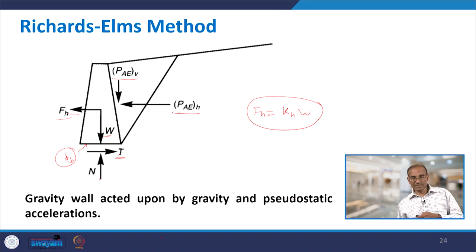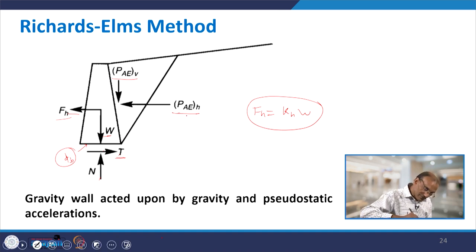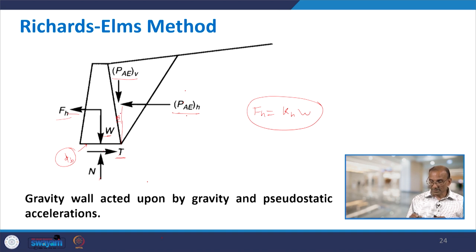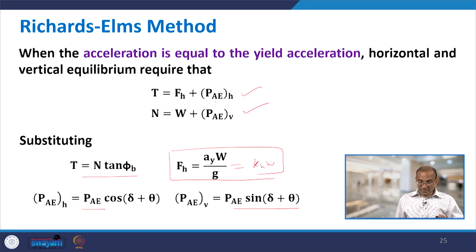What is delta and theta in this equation? As you know, here the wall is not vertical, so theta will be this angle which the wall makes with the vertical. Theta is this angle. What is delta? Delta is basically, if I draw the normal to this wall here, this angle delta. That is the friction between the soil and wall at the backfill, near the backfill. So delta and theta are known, then PAE into cos of delta plus theta and PAE into sin of delta plus theta. So that means PAE H is known. We substitute and then we solve this equation.